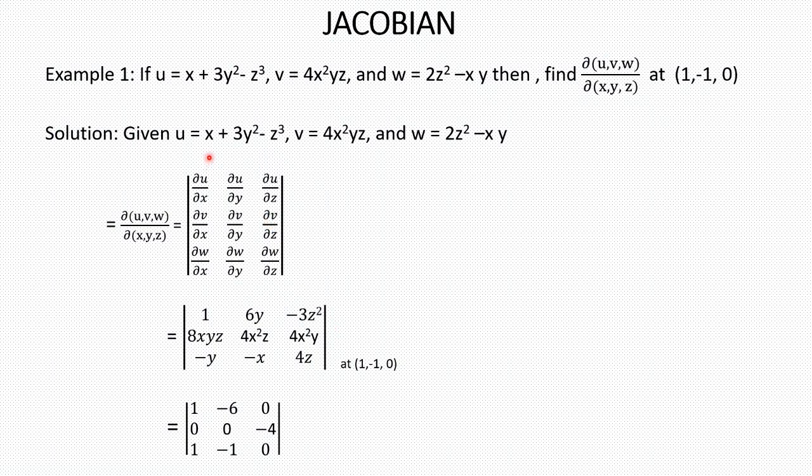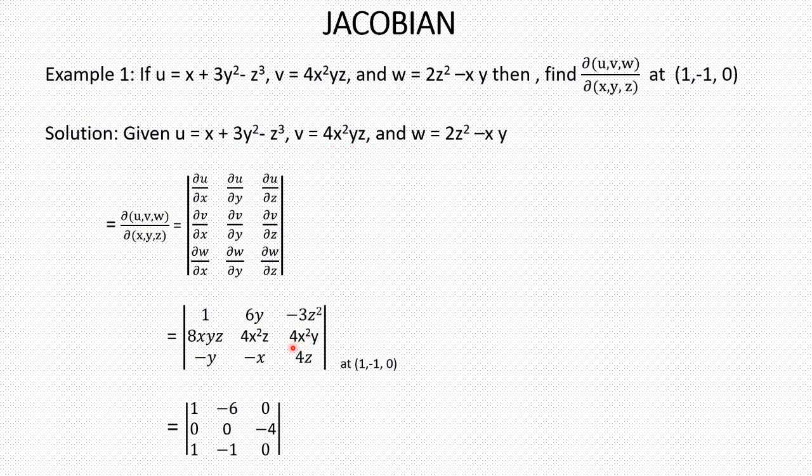Now ∂v/∂x, differentiation of 4x square is 8x, and y and z are multiplicative constants, so we get 8xyz. ∂v/∂y is differentiation of y, which is 1, and 4x square and z are multiplicative constants, hence we get 4x square z.